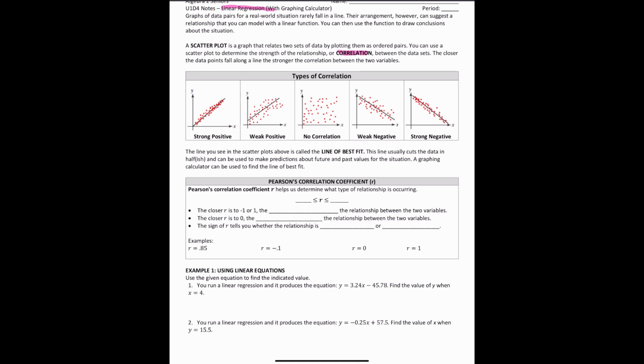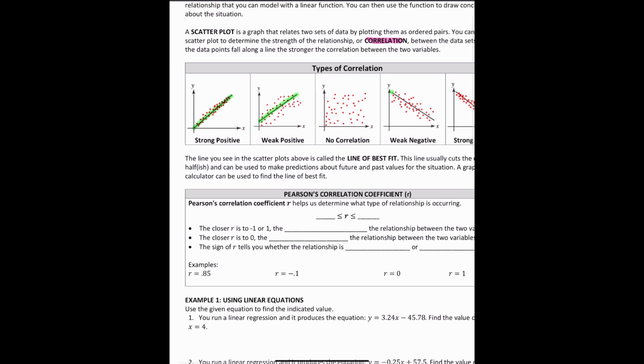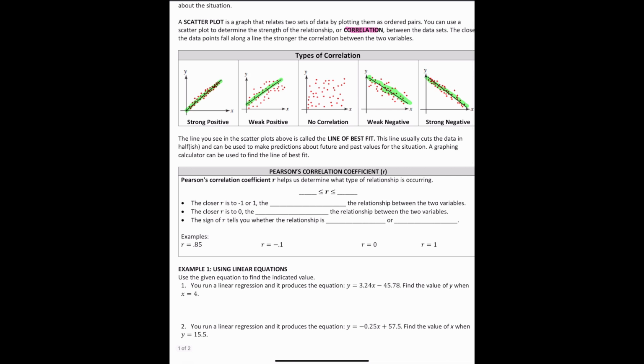Now, what we have here are different types of correlation. So, the first thing I want to make sure that we all understand are these lines here. The line you see in the scatter plots above is called the line of best fit. This line usually cuts the data in half-ish and can be used to make predictions about the future and past values for the situation. A graphing calculator can be used to find the best fit. So this is going to be very important because we're going to need a graphing calculator to find that.